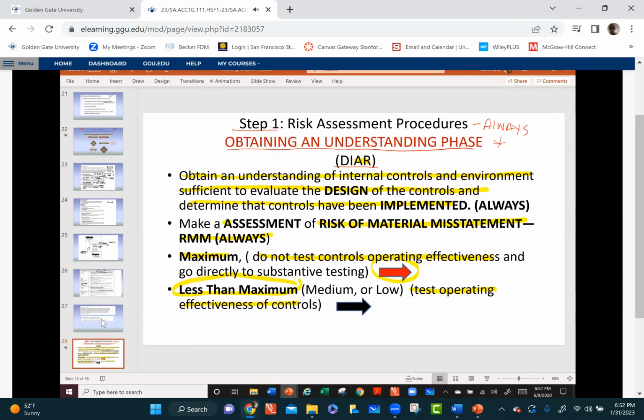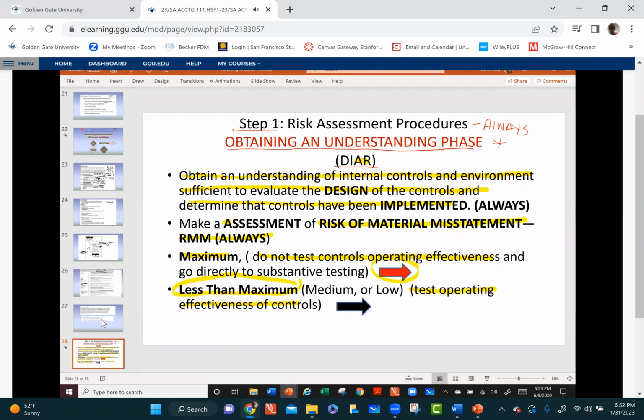Okay, so again, back to my favorite slide, you would do what? You would obtain an understanding of the entity and its environment to do what? To help you assess the risk of material misstatement, meaning you're going to look at the inherent risk, and you're going to look at the control risk. Looking at control risk, you're going to consider the design and whether that control has been implemented. Based on the design and whether it's been implemented, you will make an assessment of risk of material misstatement.